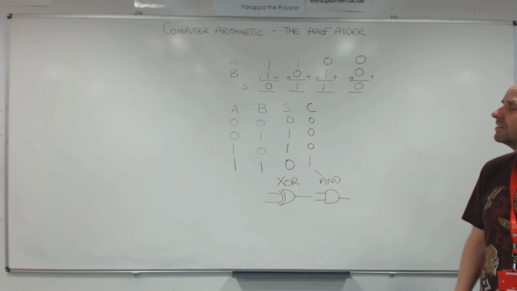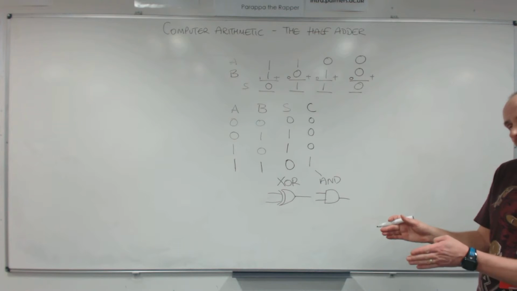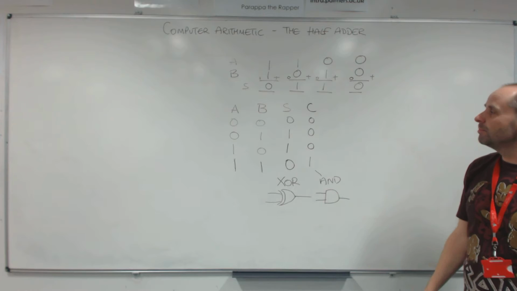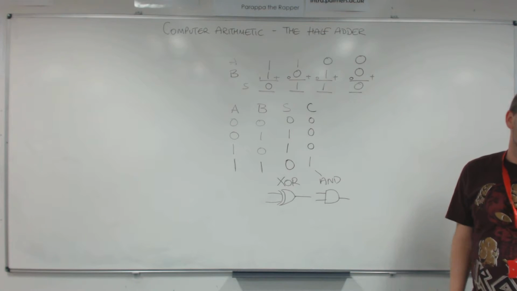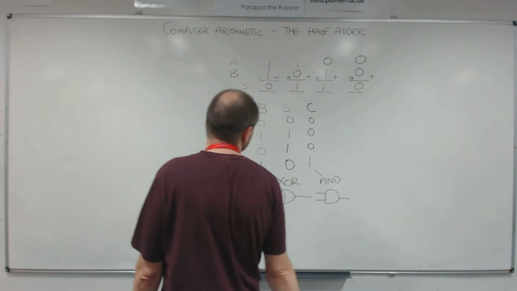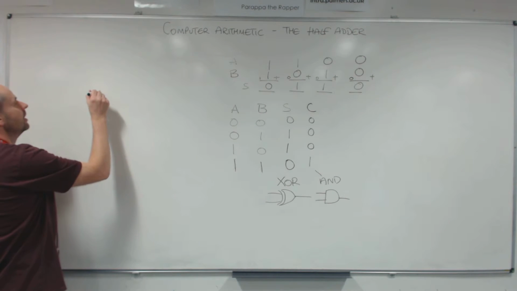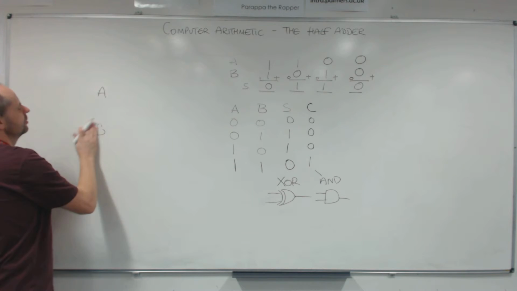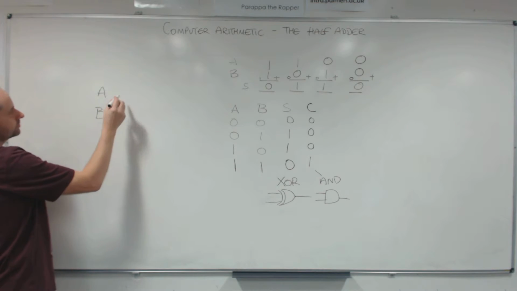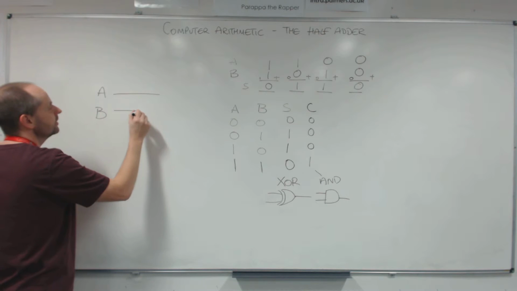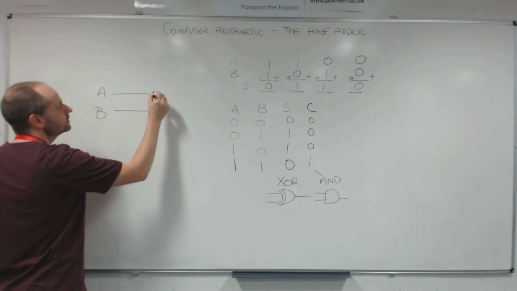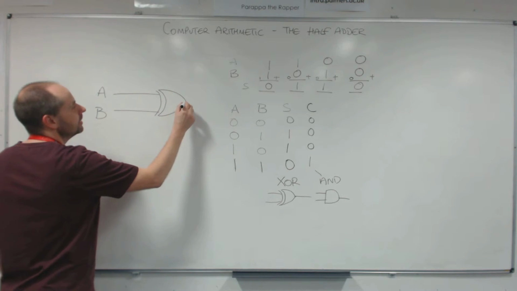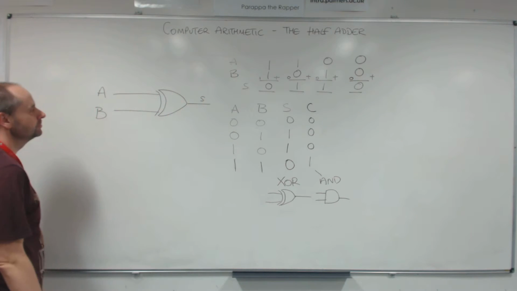So we actually can create a circuit that takes two inputs, uses an XOR gate to generate the sum and an AND gate to generate the carry. So let's try and draw that circuit. If we do A and B, I'll draw them a bit closer together, A and B, and those two inputs need to go into an exclusive OR gate, and they represent the sum.